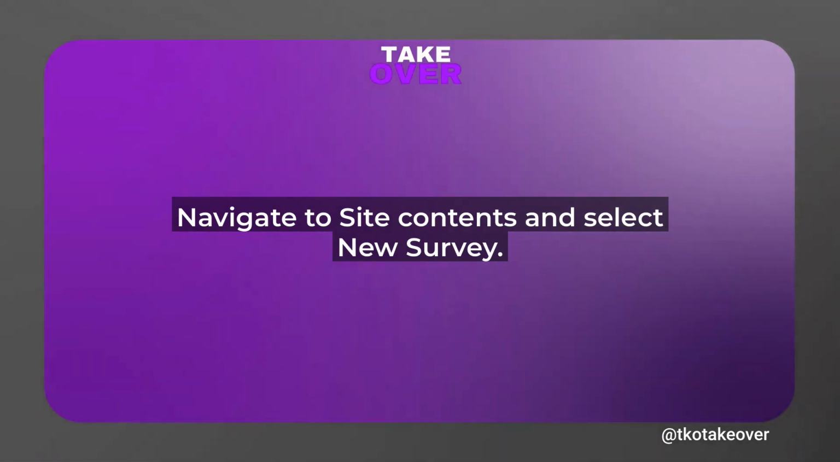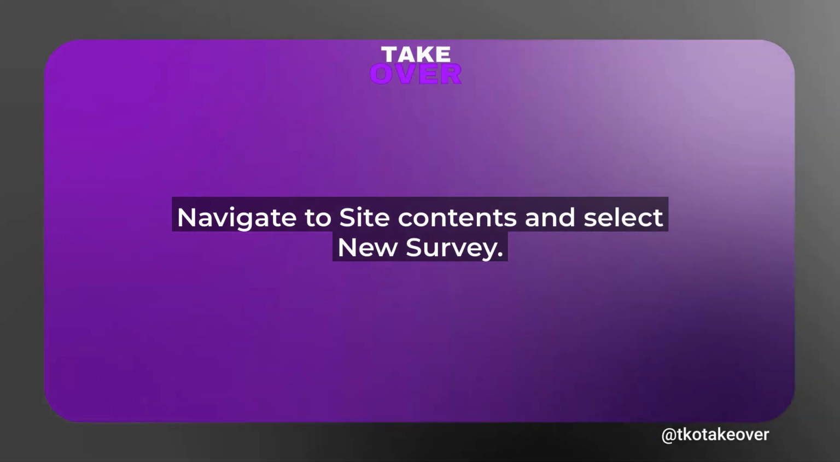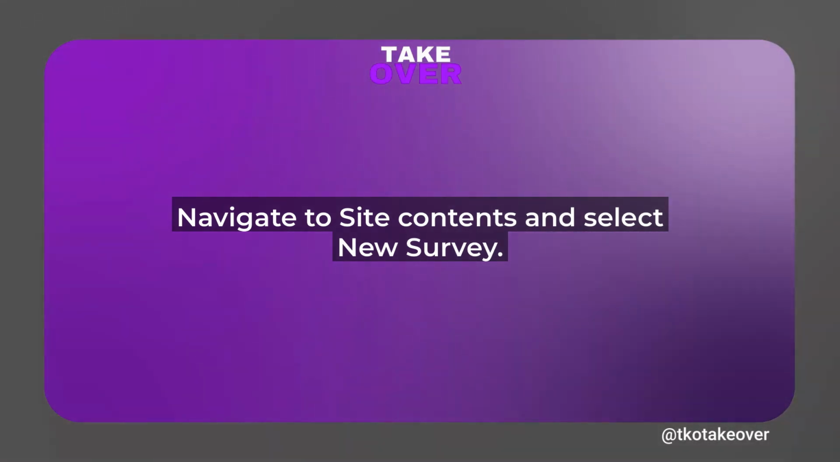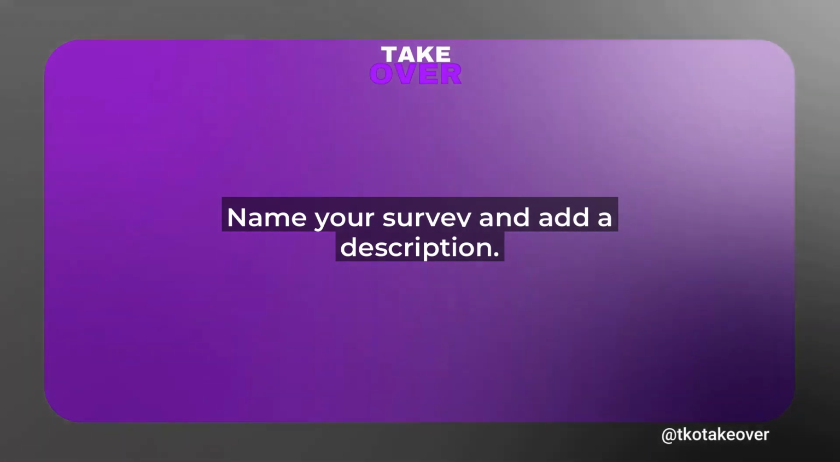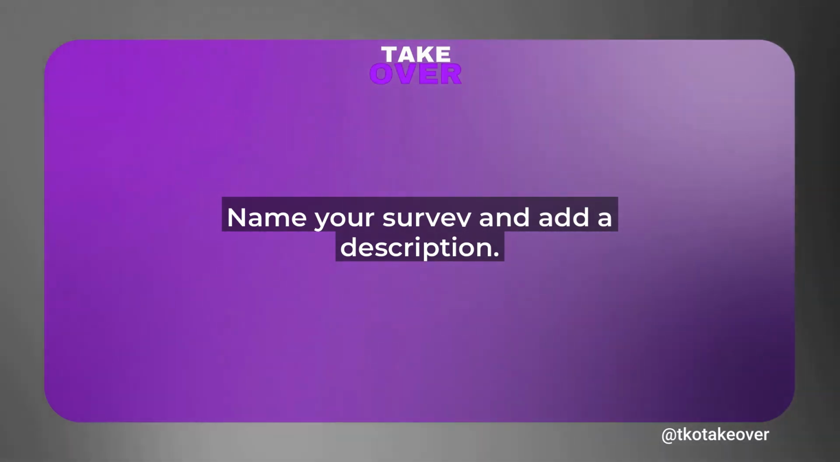Let's dive right in. First things first, make sure you're logged into your SharePoint site. If you're new, head over to office.com and sign in with your Microsoft account. Once you're in, navigate to the specific site where you want to create your survey. Look for the Site Contents, or Apps, section. That's your gateway to all the goodies.